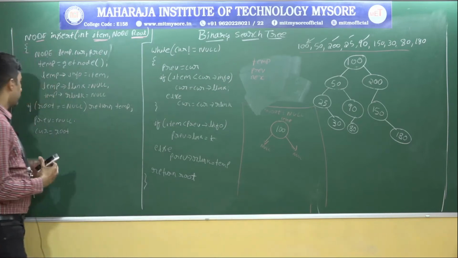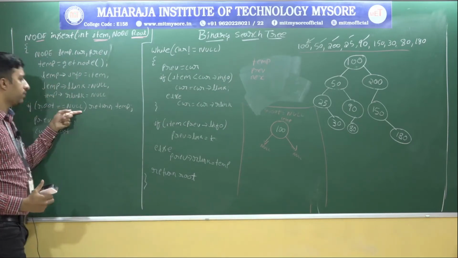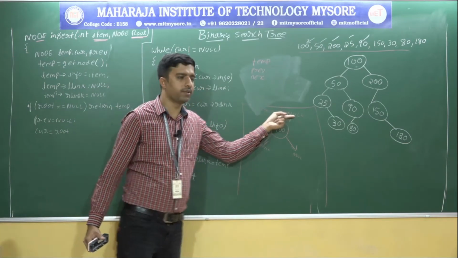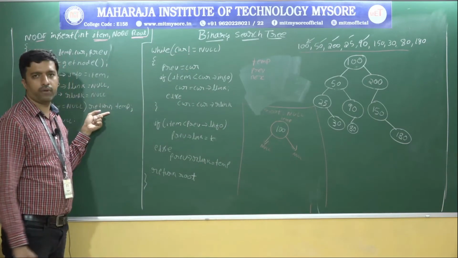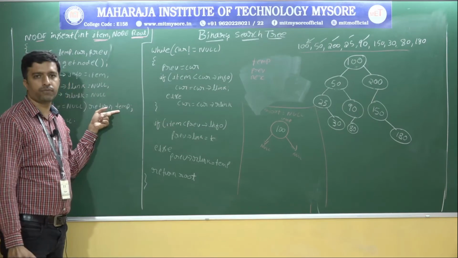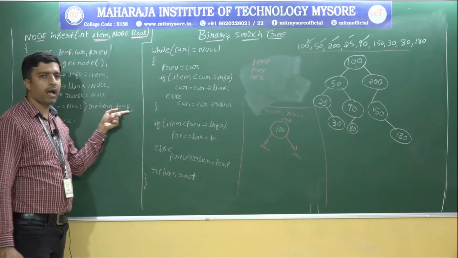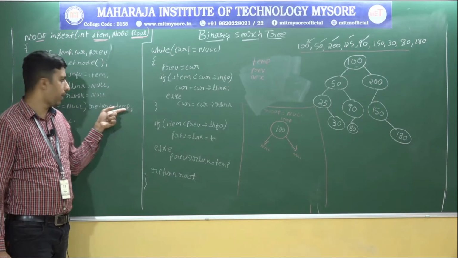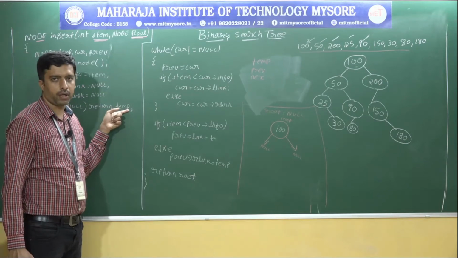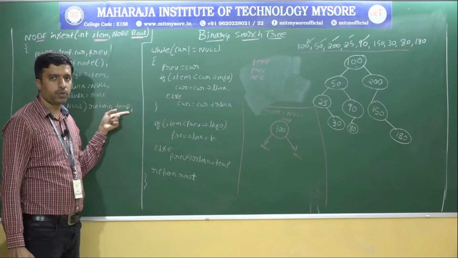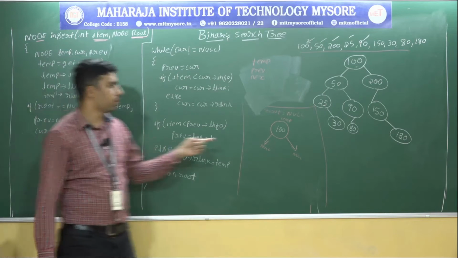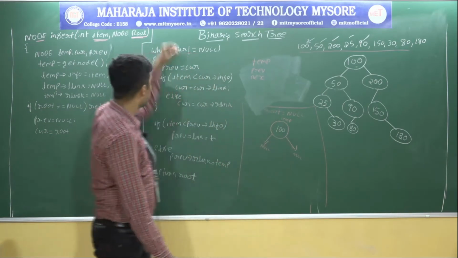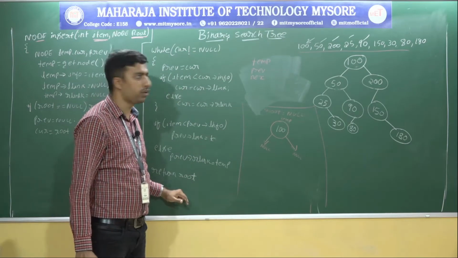Now check: if root is null, initially the tree is empty, so root is null, and this first node itself becomes the root node. The return value from the subfunction is copied to the root in the main function. This node becomes the root node. Now the root is 100. Initial condition, not an issue; it does not go to this loop.